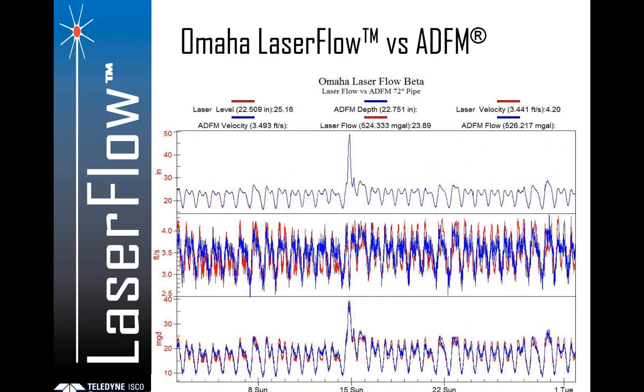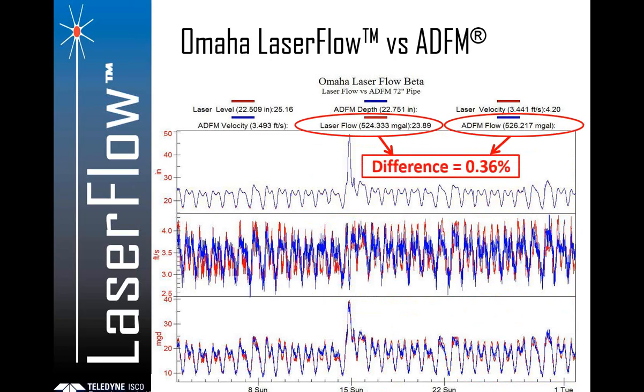This graph here shows the ISCO laser flow versus one of our ADFMs, which is simply an acronym for acoustic Doppler flow meter. Now the reason we are comparing it with the ADFM and are so happy with the accuracy data that we're seeing is that these ADFMs have been tested by a number of third-party hydraulic labs, federal government and university, and we've been able to see 1 or 2% accuracies with these ADFMs.